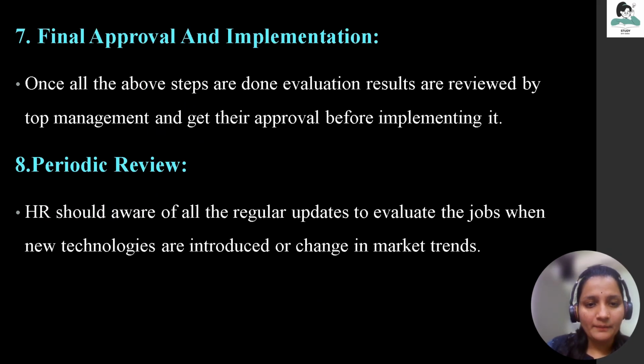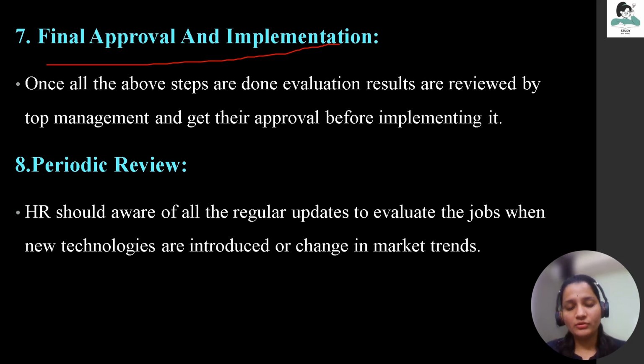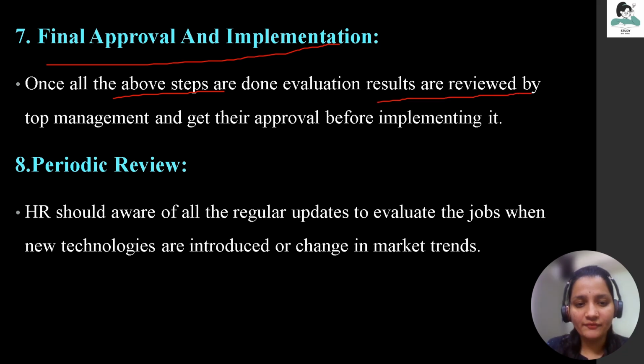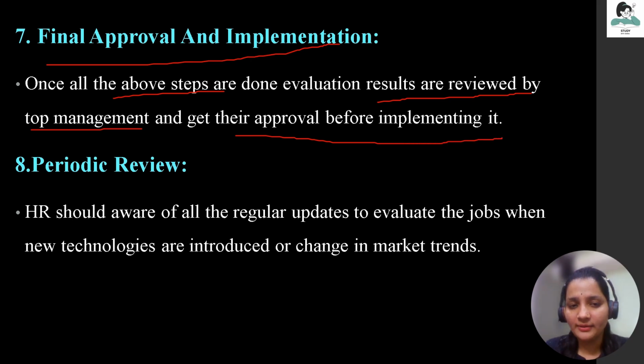Next is final approval and implementation. First we take the acceptance, and then in the final step we again take the final approval from the managers. Once all the above steps are done, the evaluation results are reviewed by the top management and we get their approval before implementing it. It is not that job evaluation is done once the above steps are complete. Before finalizing the pay structure based on evaluation and comparison, that document should be approved by the top management before it is actually implemented. Clear?